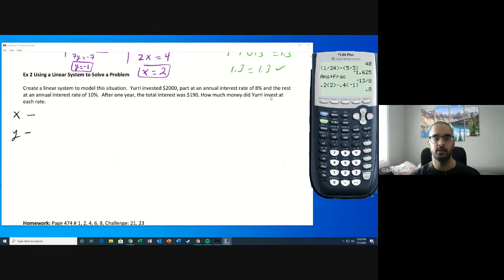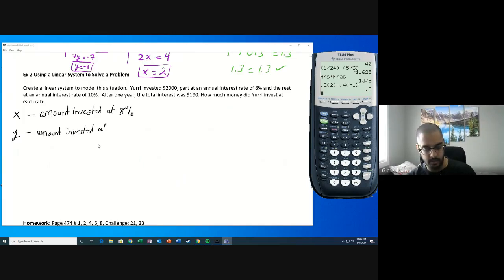So there's 2 investment accounts with different interest rates. Let's say x is the amount invested at 8%, and you can switch those numbers if you want. X could be the 10% one for all I care. It doesn't really make a difference. For y, that'll be the amount invested at 10%. Between those 2 amounts, in total there was $2,000 invested. So my first equation is the sum of those 2 investments, because it has to total $2,000.